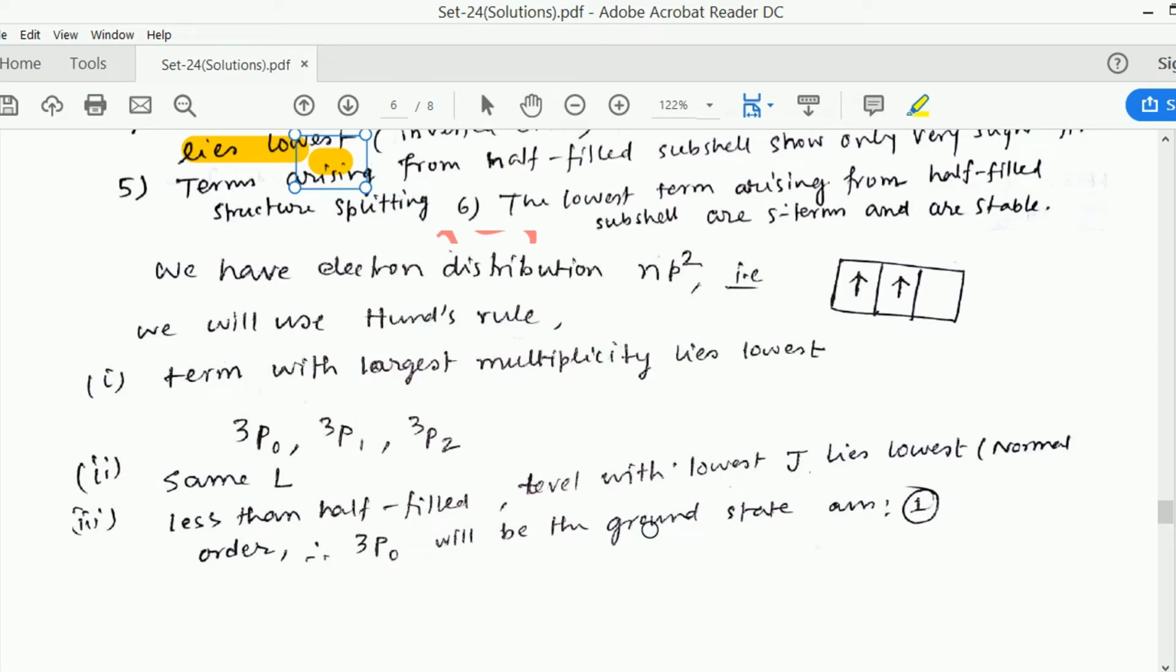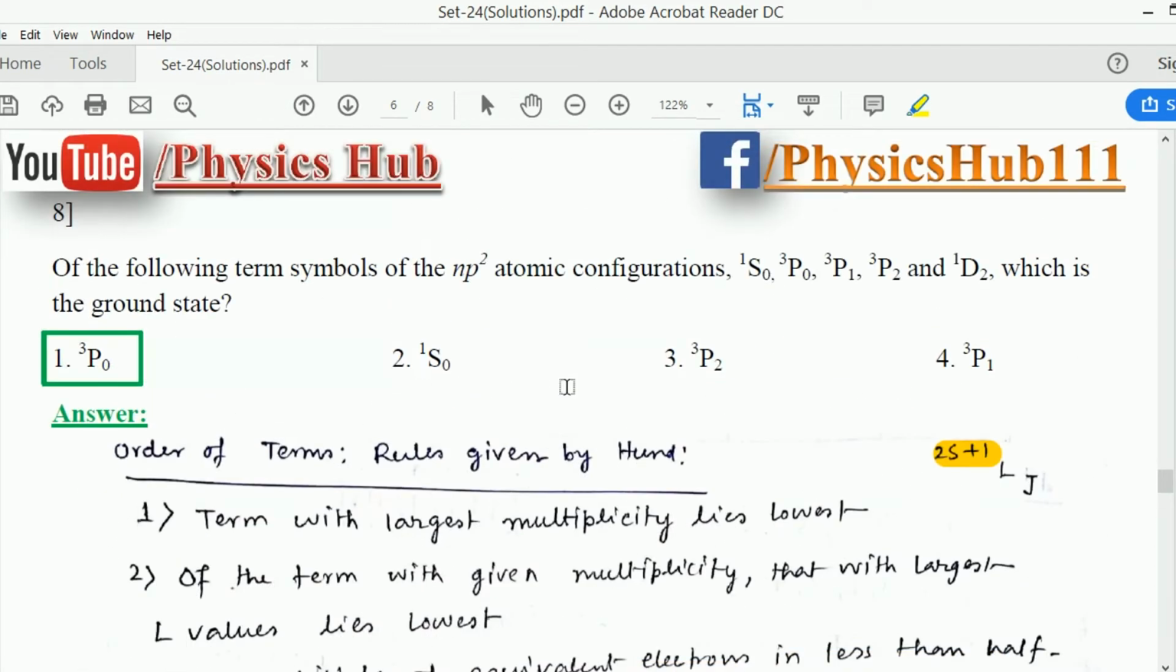The first thing, we are just sorting out. First we will consider the first Hund's rule: the term with the largest multiplicity lies lowest. The largest multiplicity is 3, so this will lie lowest, and these two terms are discarded. We are left with 3 options: 3P0, 3P1, 3P2.